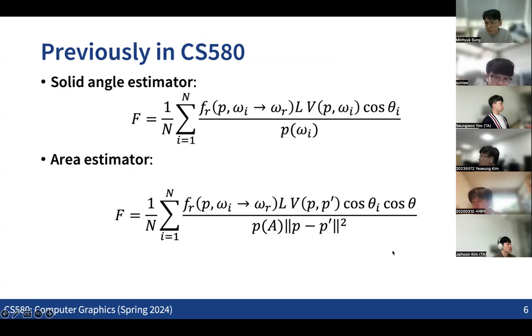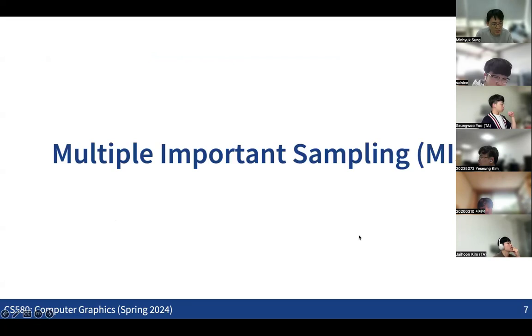So the plan for today is that we are going to discuss a little bit more about direct illumination, and then we're going to move on to global illumination. One thing that we are going to discuss a little bit more about direct illumination is multiple importance sampling.